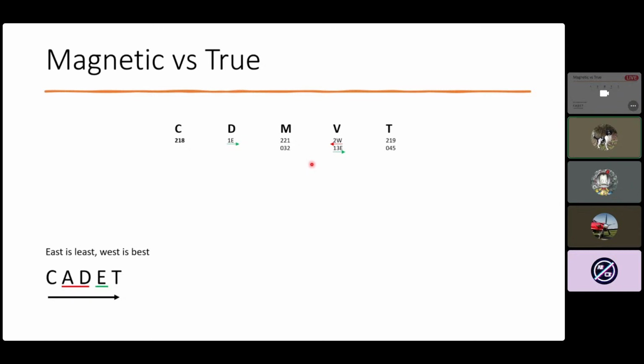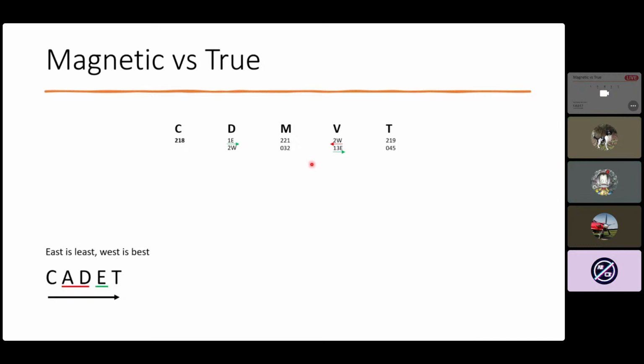Honestly, the day my ground school instructor showed me this, my whole mind was blown. It just made the whole thing so easy because I just didn't get it. As long as you draw the arrow, you're good. So we've got a heading of 032. We've got a deviation on this heading of 2 degrees west. So what's the final compass heading that we're going to steer?